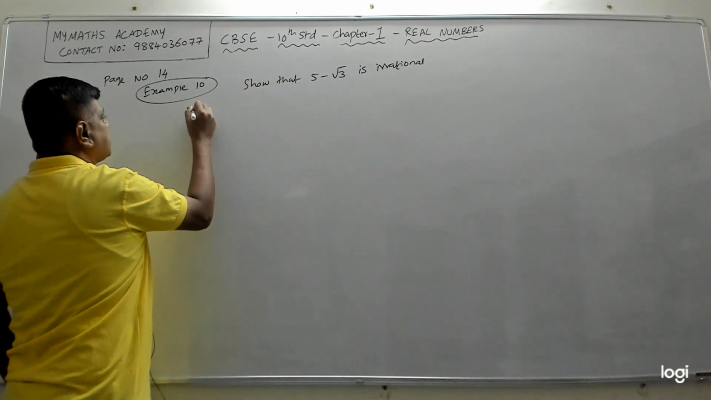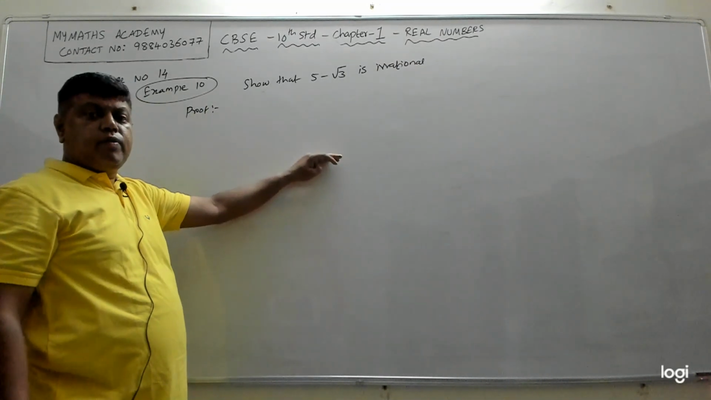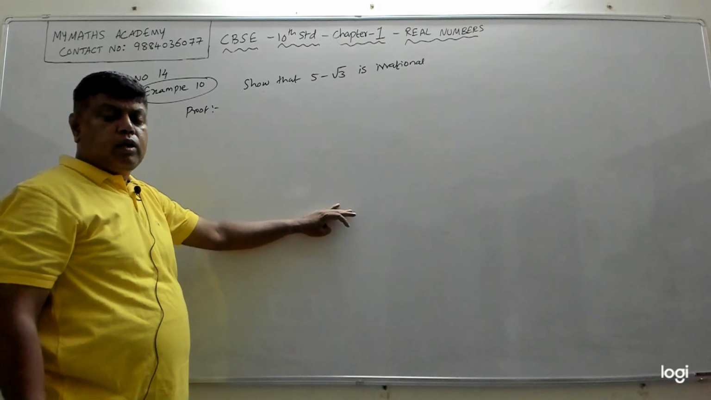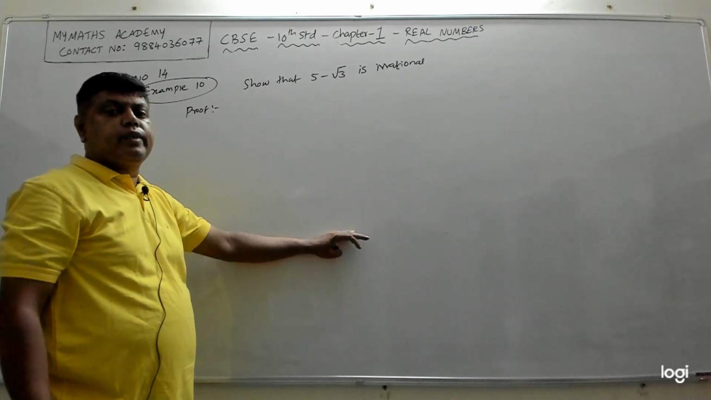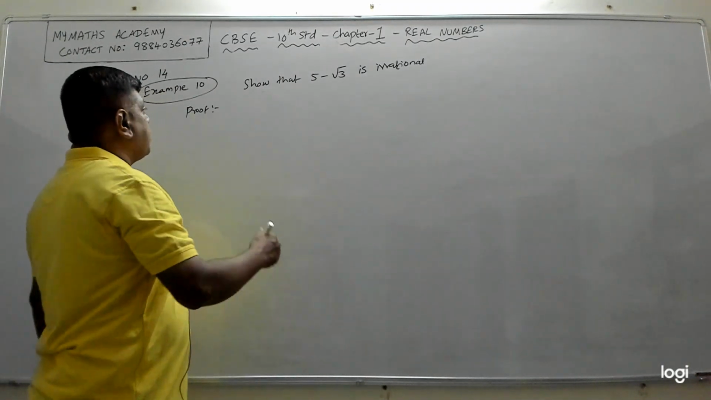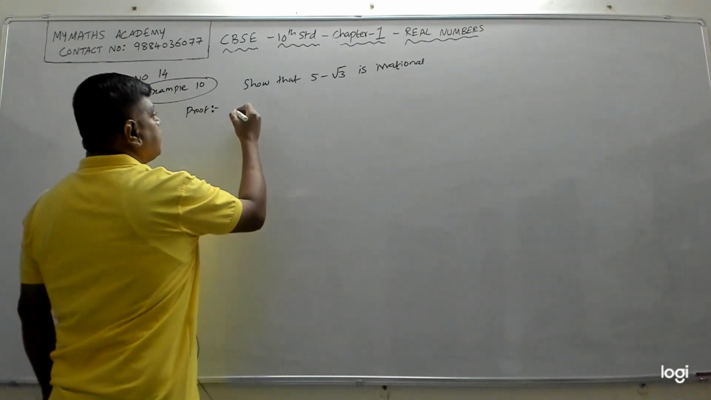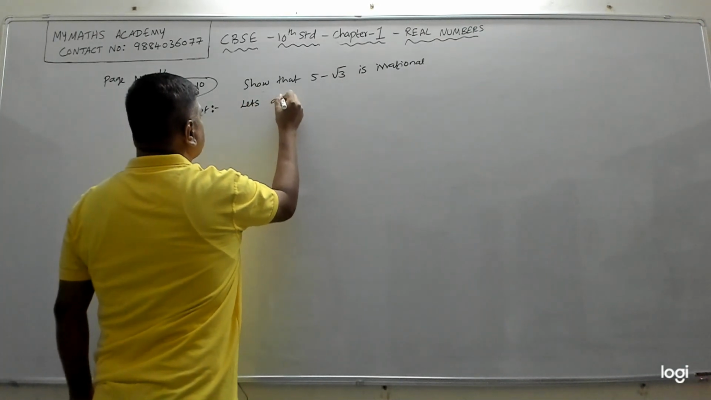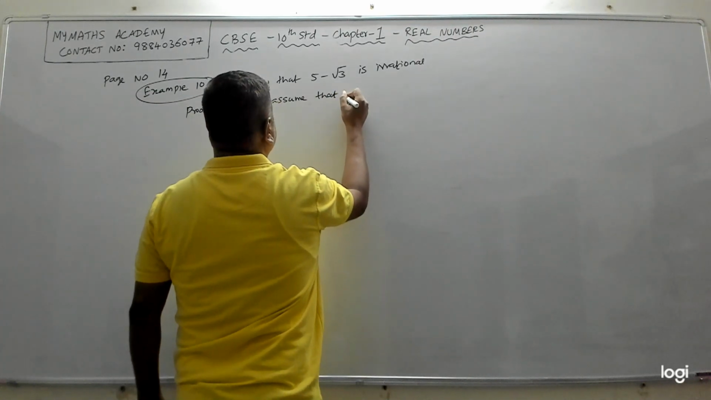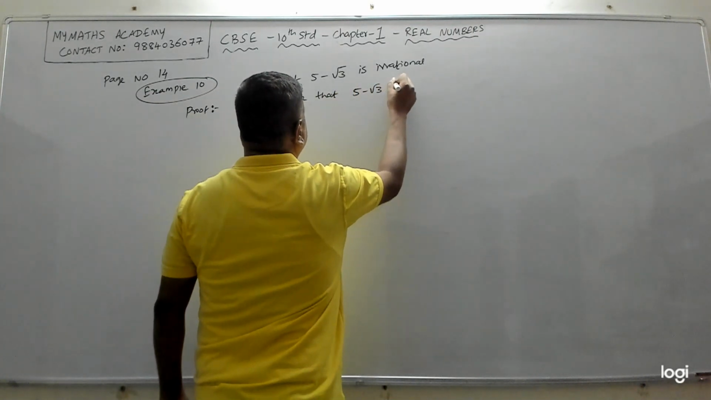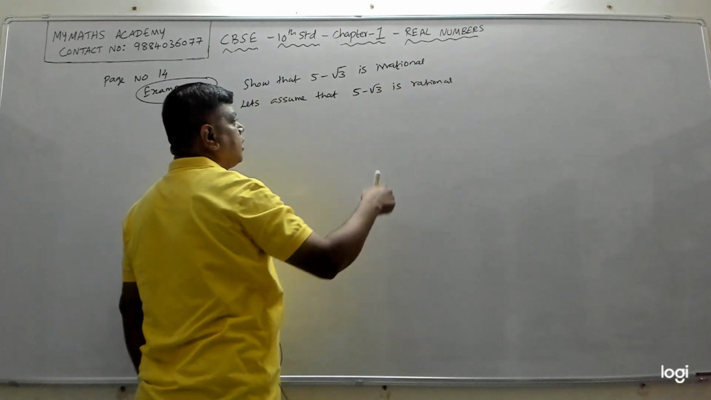Now again we will prove this by the method of contradiction. So the proof is, we will assume that it is a rational number. Then we will get a contradiction, so we will say our assumption is incorrect. Therefore, 5 minus root 3 is irrational. That is how we prove by the method of contradiction. So let us assume that 5 minus root 3 is rational. We have to prove it as irrational, but we will assume it as rational.